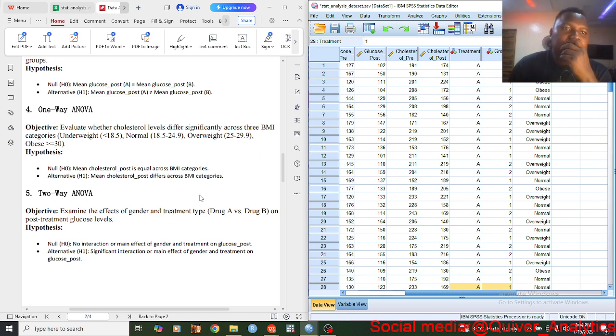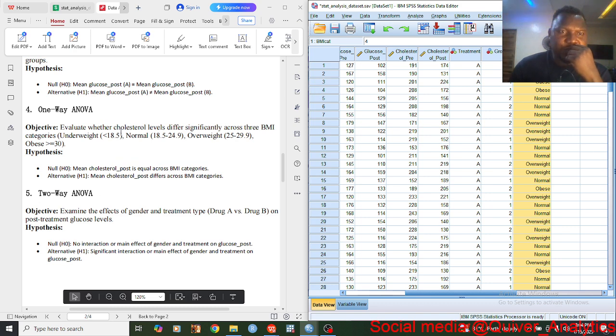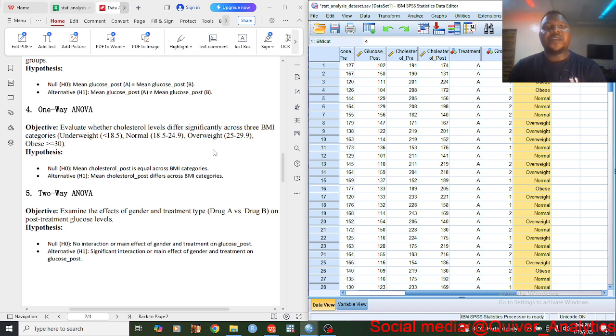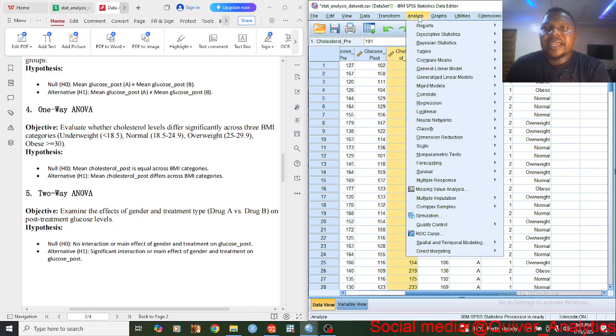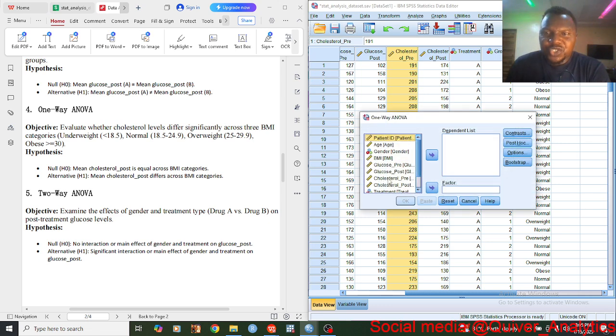So it creates this categorical variable according to the BMI values. Now we have our independent samples, and we want to evaluate whether cholesterol levels differ significantly. So let's do cholesterol levels before. Analyze, Compare Means, One-Way ANOVA. Let's pick the two cholesterol levels, pre and post, and then the BMI.